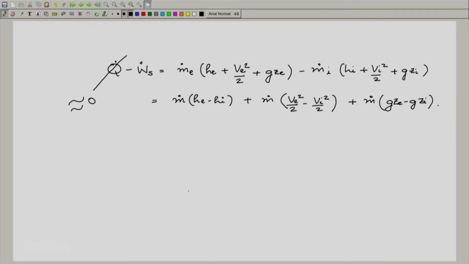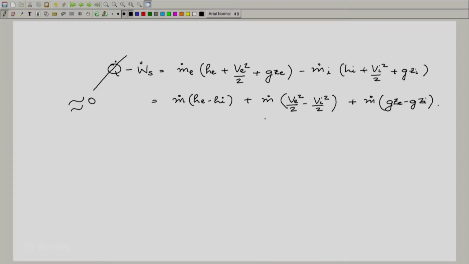We also say that the net change in kinetic energy is not really significant; it is the work transfer and the change in enthalpy that are important. Though the inlet and exit velocities are not really negligible, we say that they are small compared to the work transfer. Whenever they are not negligible, one should of course check that this is true. So, we will put this term, delta KE, as nearly equal to 0.